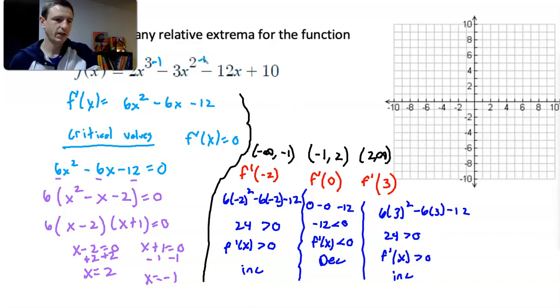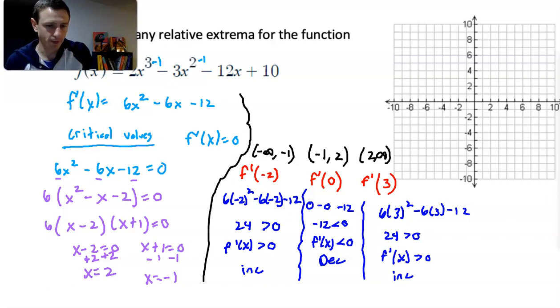So we want to determine any relative extrema. We know that at the x value of negative 1, it's increasing, and then it's decreasing at negative 1. So negative 1 is going to be a relative maximum. And we're going to throw this onto the graph in a second here. And then at 2, it's decreasing into 2, and then increasing, so it's going to be a relative minimum.